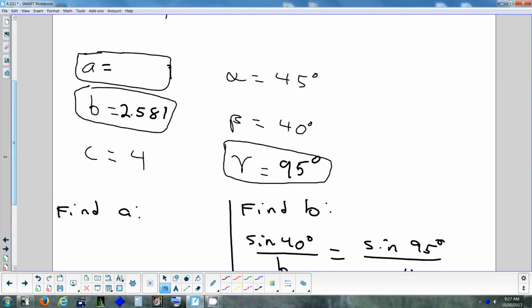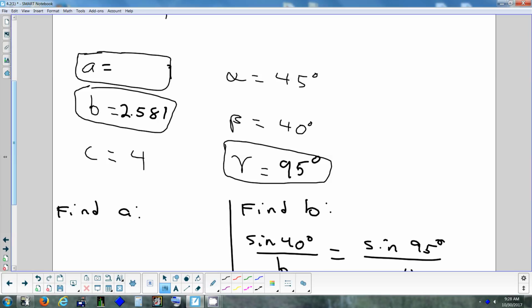Okay. I don't know A yet, but I can tell you it's going to be pretty close to 2.581. Does anybody know how I know that? Yeah. Because their angles are alike. Yeah, alpha and beta are pretty close. It's almost isosceles. And in fact, if alpha was 40, then I would already know the answer to A. Okay, so I could use that to help me out.